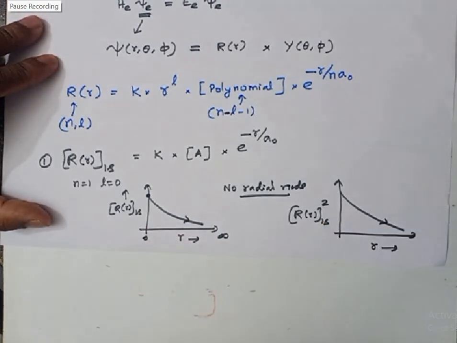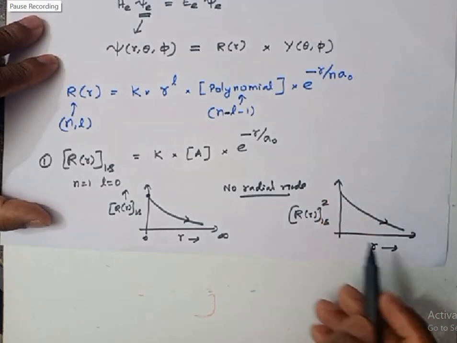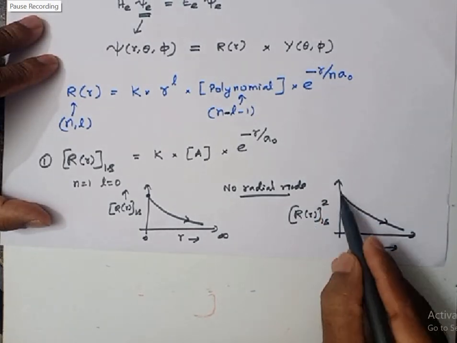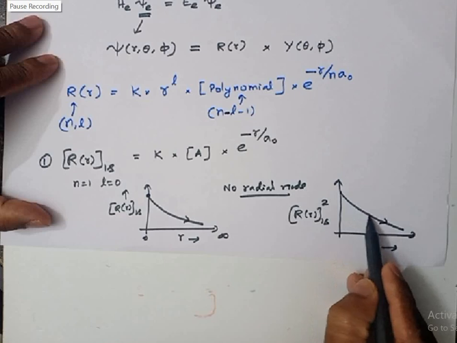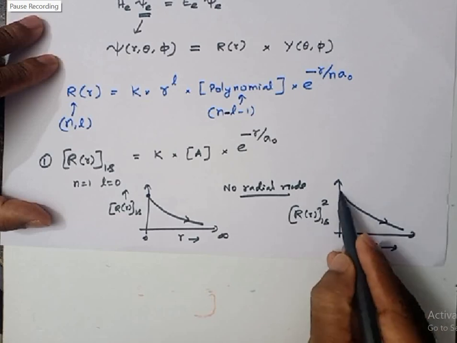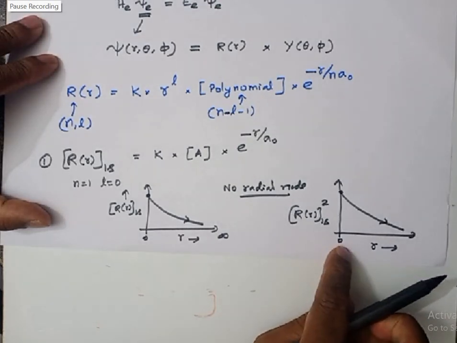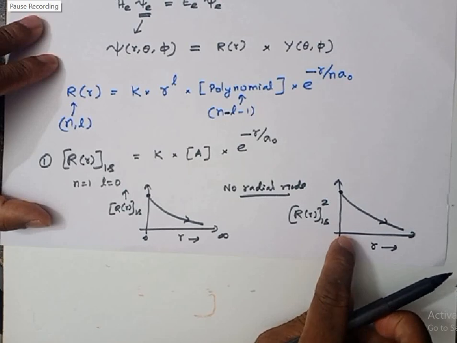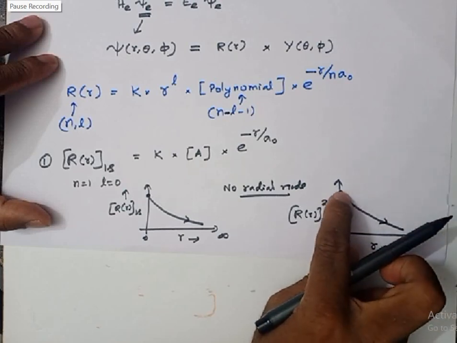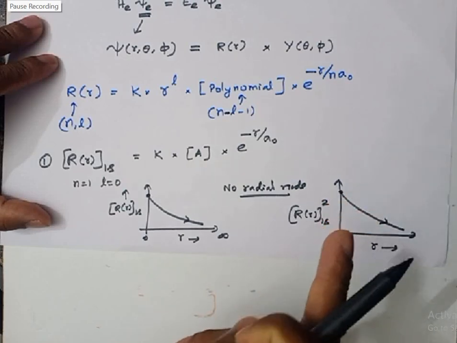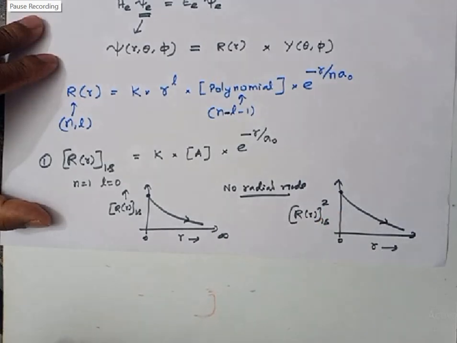What does this indicate? It indicates that this is probability. So probability decreases, correct? Probability is maximum at r equal to 0. At r equal to 0, that means at the nucleus, the probability of finding the electron is high. Okay, is it correct or not? Is this correct?